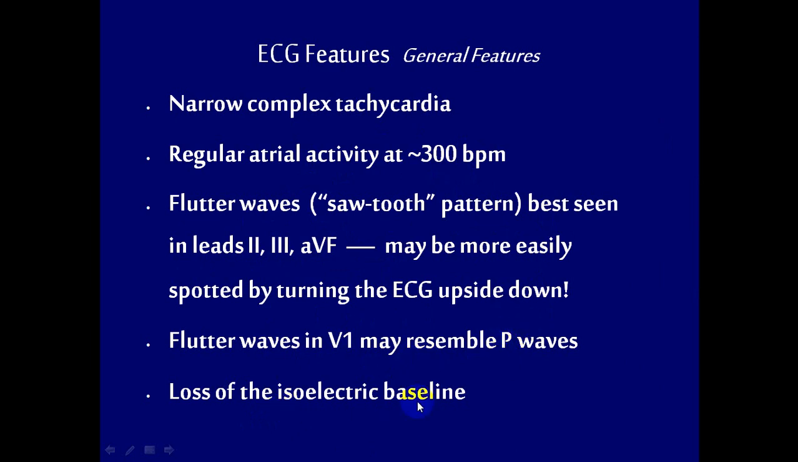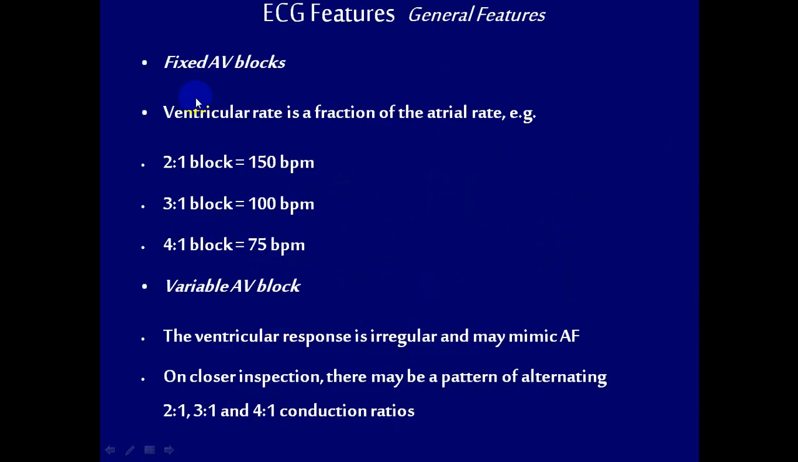There is loss of the isoelectric baseline like in atrial fibrillation, but here the course is a fixed AV block. As we said, the ventricular rate is a fraction of the atrial rate. For example, 2 to 1, if it's 300, then 150. 3 to 1, 100. 4 to 1, 75. 1 to 1 is 300, which is rare and more serious.